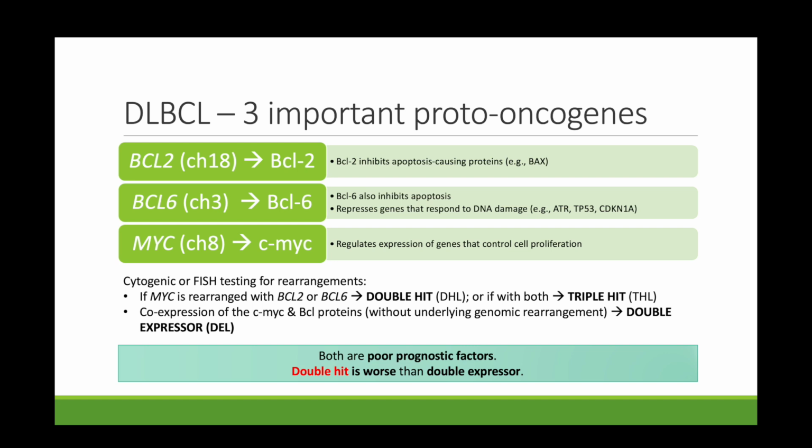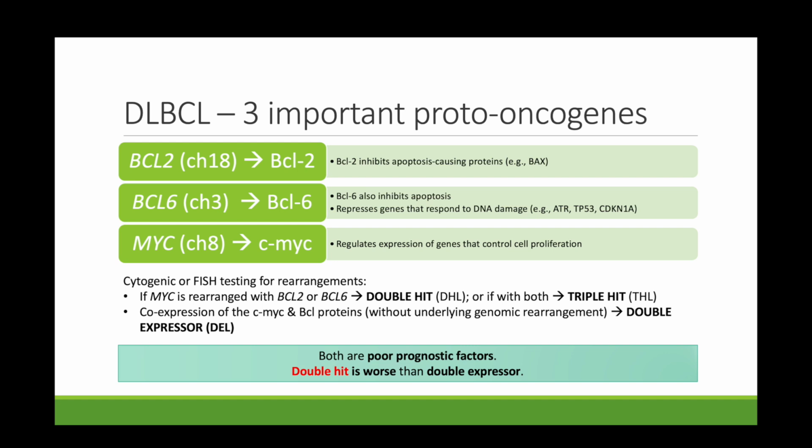And so the way that I remember, and this becomes important for radiation biology, the function of BCL2 and BCL6 to inhibit apoptosis is I think of the phrase buckle up to stay alive. So BCL, buckle up to stay alive. The BCL genes inhibit apoptosis. And then c-Myc, which is located on chromosome 8, also regulates expression of genes that control cell proliferation.